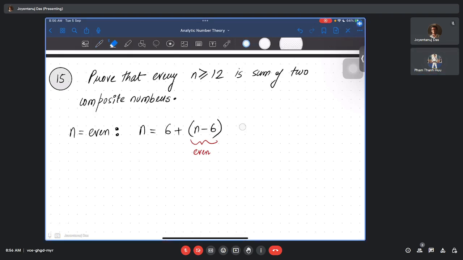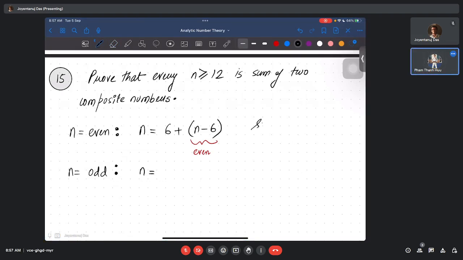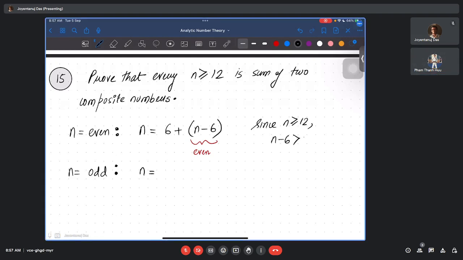What about odd? If n is odd, then we have to do something. Same idea: since it is greater than 12, we have to find a sum of two composite numbers.